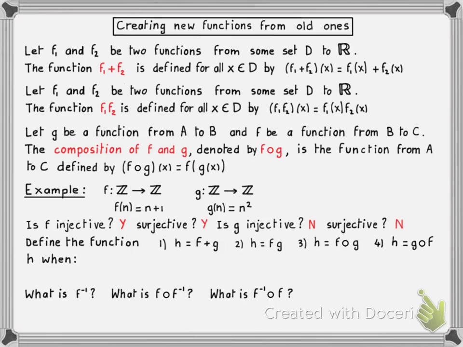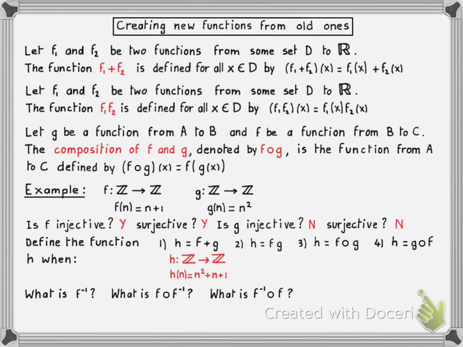Now, let's define h when it's the addition of f and g. The first thing to remember, and I'm only going to say it once here, is that to define a function, you must define its domain and its codomain. In all cases here, I'm going to write it every time, but I'm going to say it once. The domain is Z, the codomain is Z, because of the definitions of f and g. Now, the second half of the definition is how to compute the image of n through h. Well, h of n is f of n plus g of n. So it's n squared plus n plus 1.